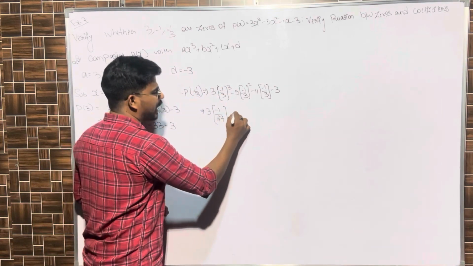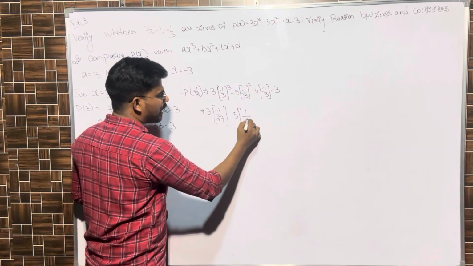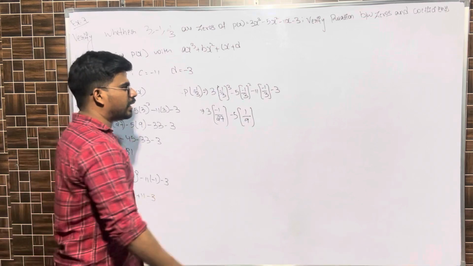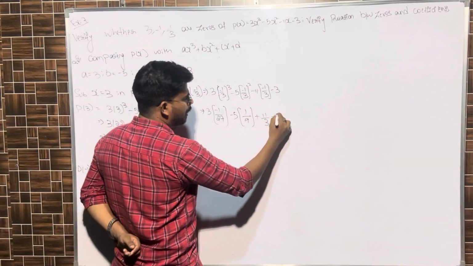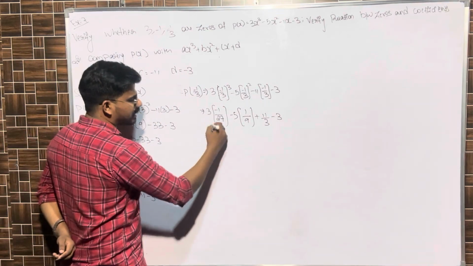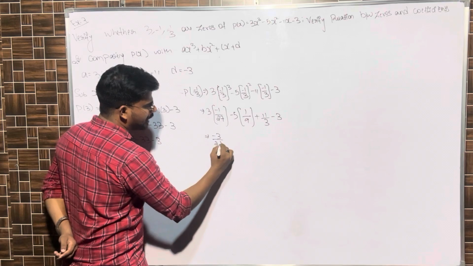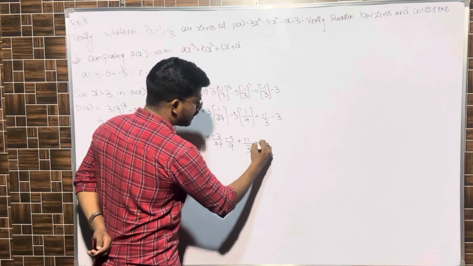Minus 5 as it is. Minus 1 whole square is 1. 3 square is 9. Clear? Next, minus into minus is plus 11 by 3 minus 3. Here we'll multiply 3 inside. Minus 3 by 27 minus 5 by 9 plus 11 by 3 minus 3.